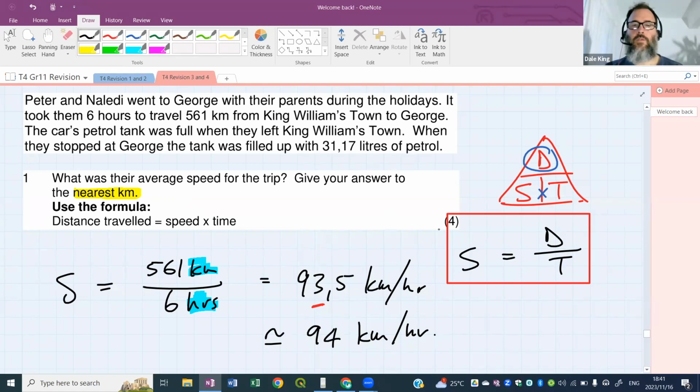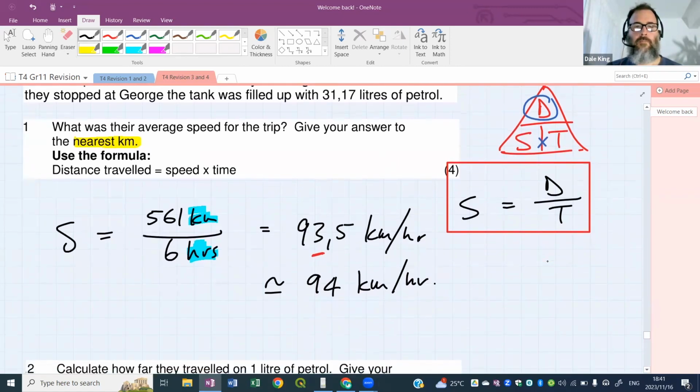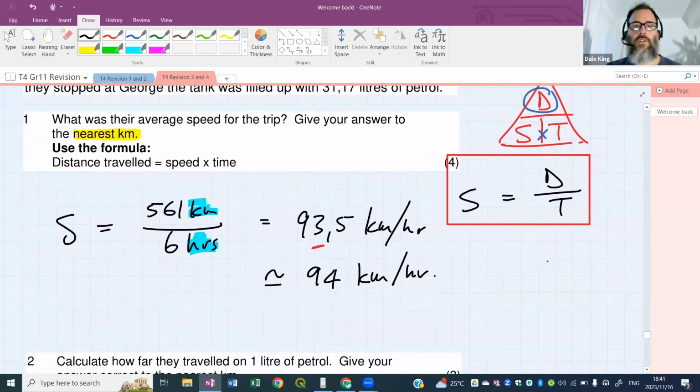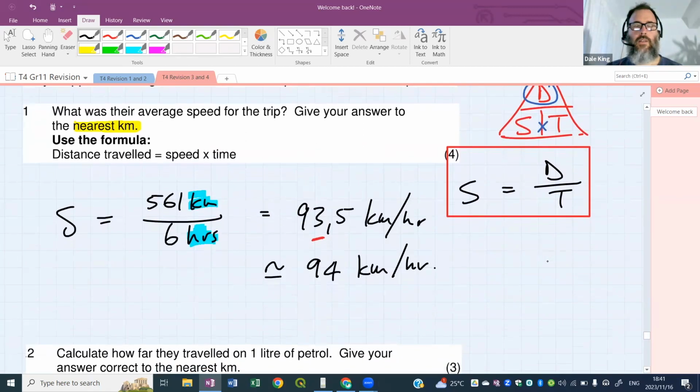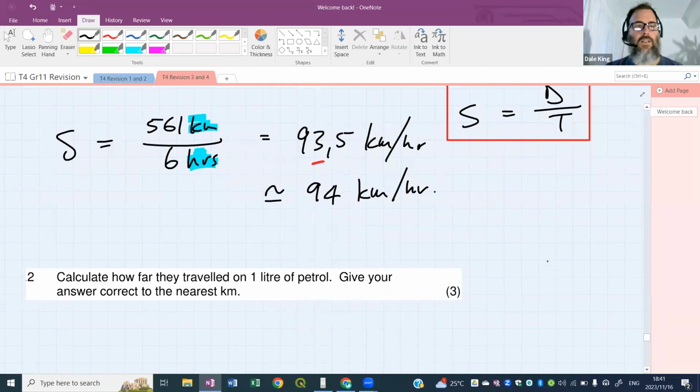Don't worry about the formula. We have to get speed, S, by itself, so that's why we're doing distance divided by time, rounded off to the nearest kilometer per hour. Let's see what else they've got for us. Here we go. Calculate how far they traveled on 1 liter of petrol. Give your answer correct to the nearest kilometer.